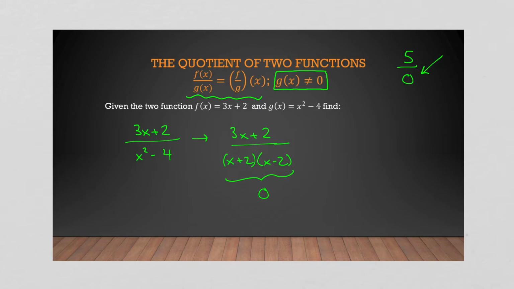Well, that happens when either the factor on the left here is 0 or here is 0. And what x value will make that happen? That happens when x is equal to plus or minus 2, which means x is not allowed to be equal to plus or minus 2. And that is an example of a domain restriction.